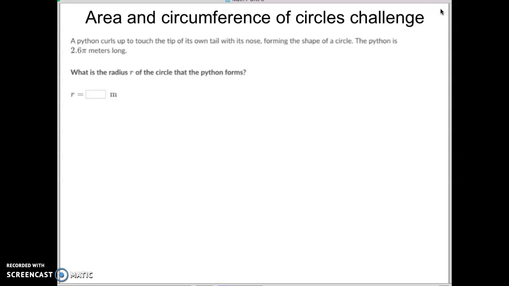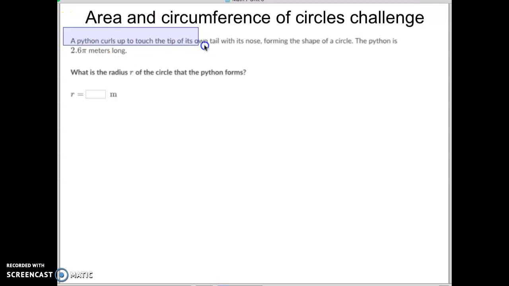We are doing the area and circumference of circles challenge. Actually, it sounds difficult, but it's really not that difficult. And the fact that they put six words in the title doesn't make it any more difficult either. So let's get started here.